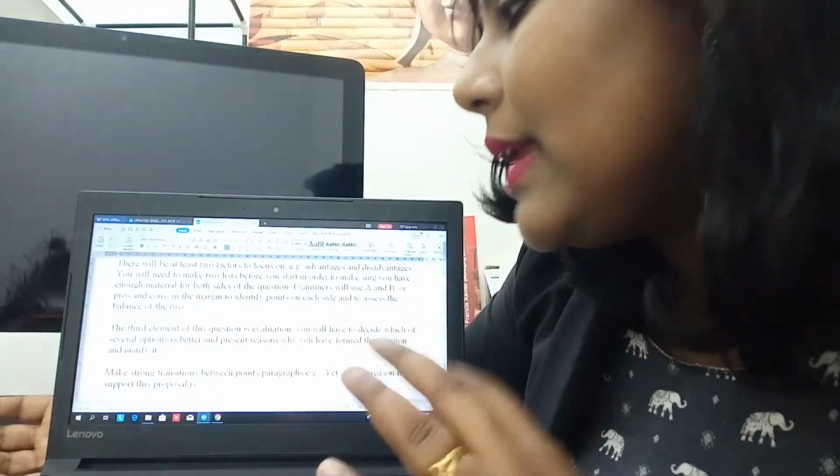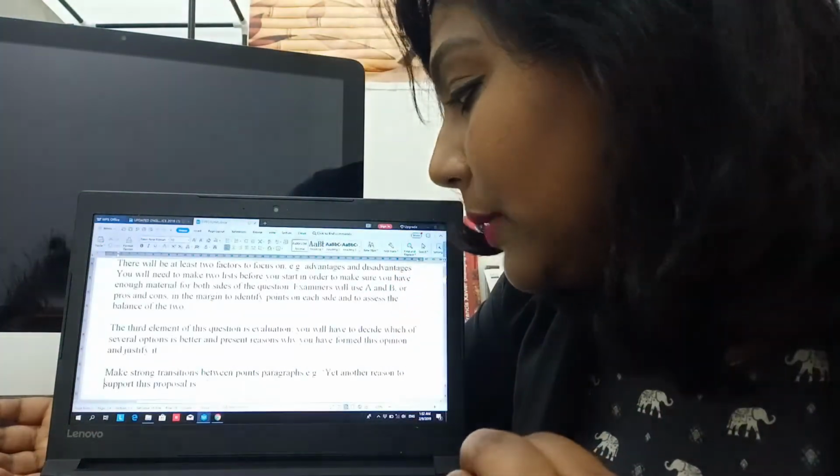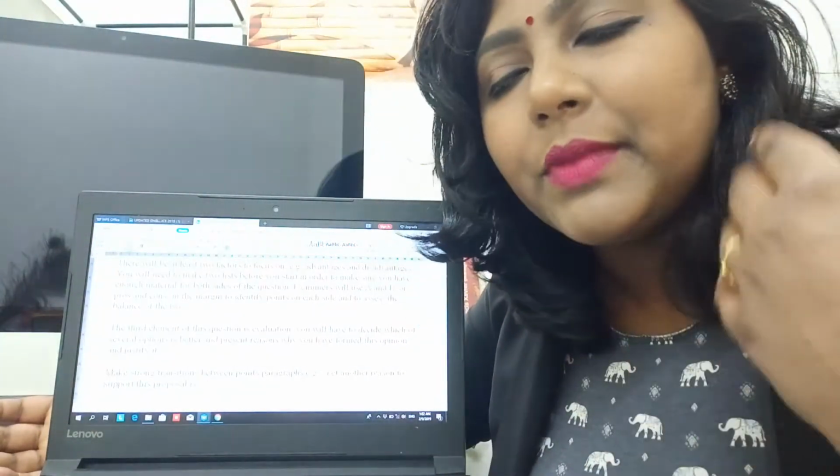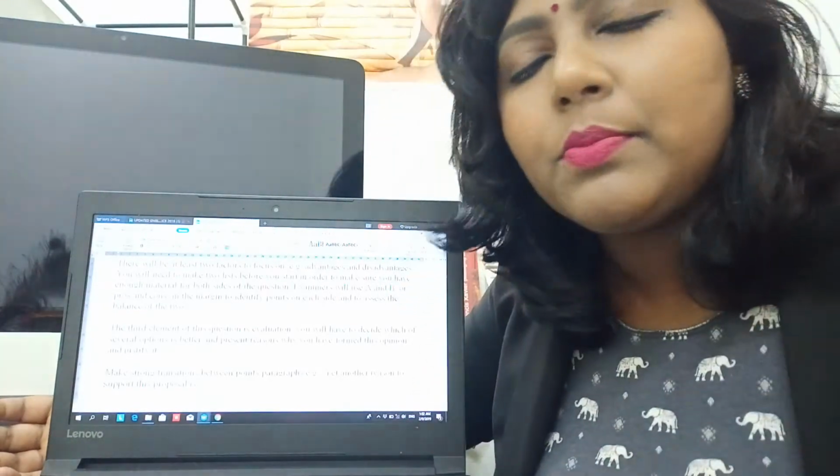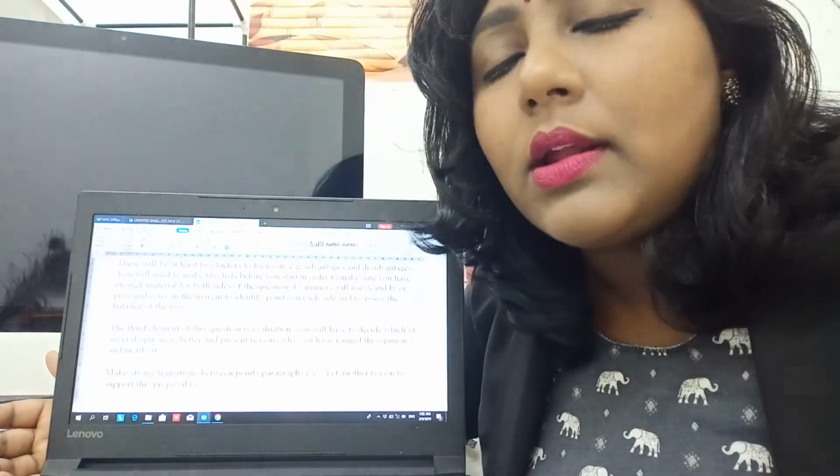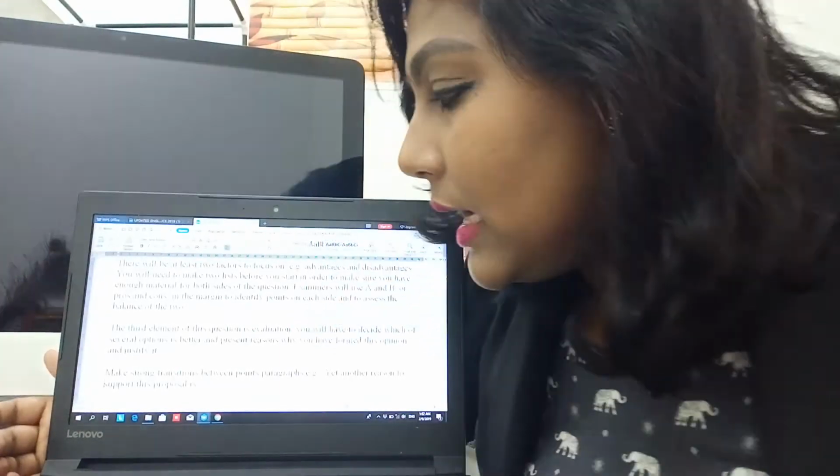So make sure that you use really strong transitions between points, from idea to idea, and from paragraph to paragraph. That means when you are showing ideas which are in contrast, you can say in contrast, on the other hand, or if you're giving a similar idea, you can say in addition or furthermore. So make sure that you use really strong transitions in order to write your answer.